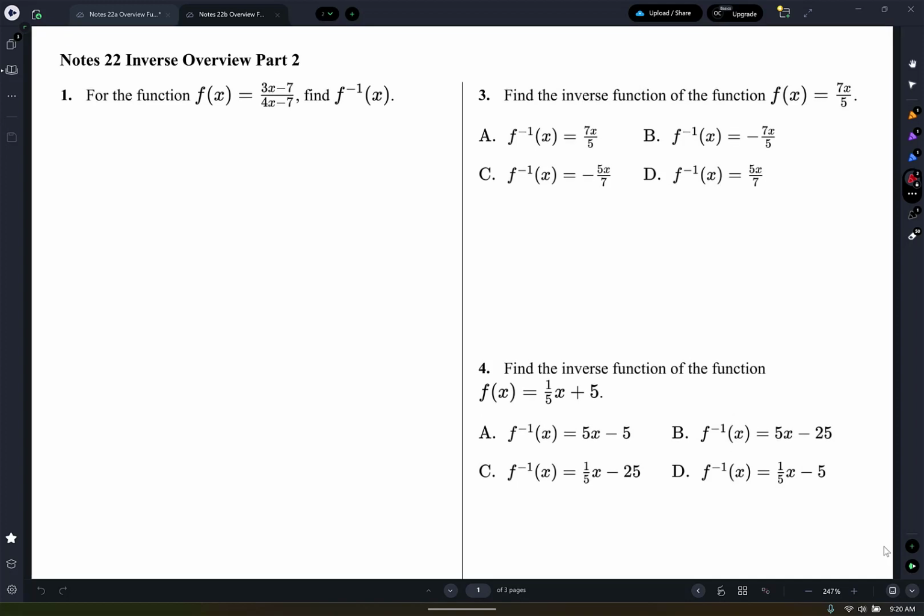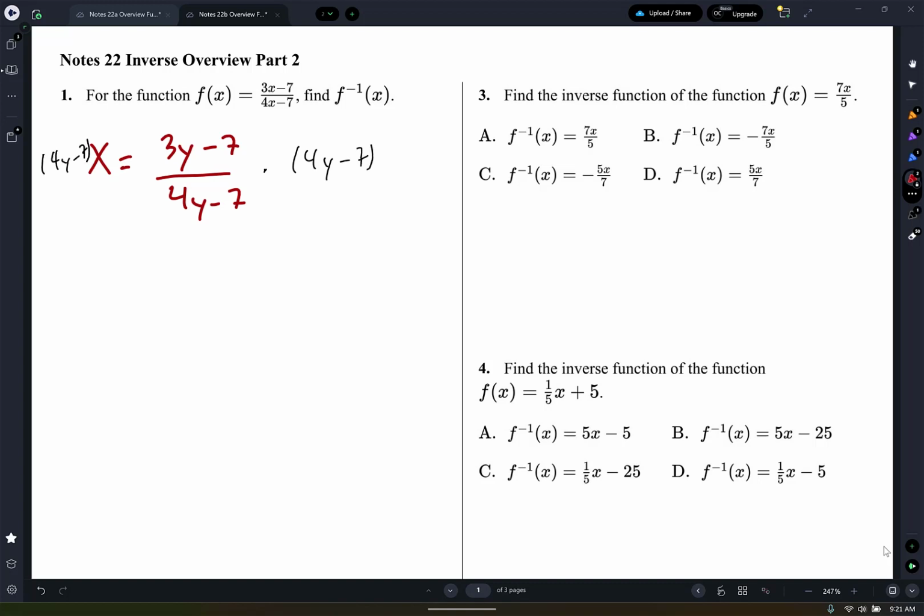All right, so here we go. For the function f of x equals, they want the inverse function. All I'm going to do, just like before, is write x equals (3y minus 7) over (4y minus 7). You don't have to do that change now; you can do it at the very end, but I like to do it now. What I'm trying to do is solve for y. So I'm going to multiply both sides by 4y minus 7, and whatever you do to one side, do to the other.